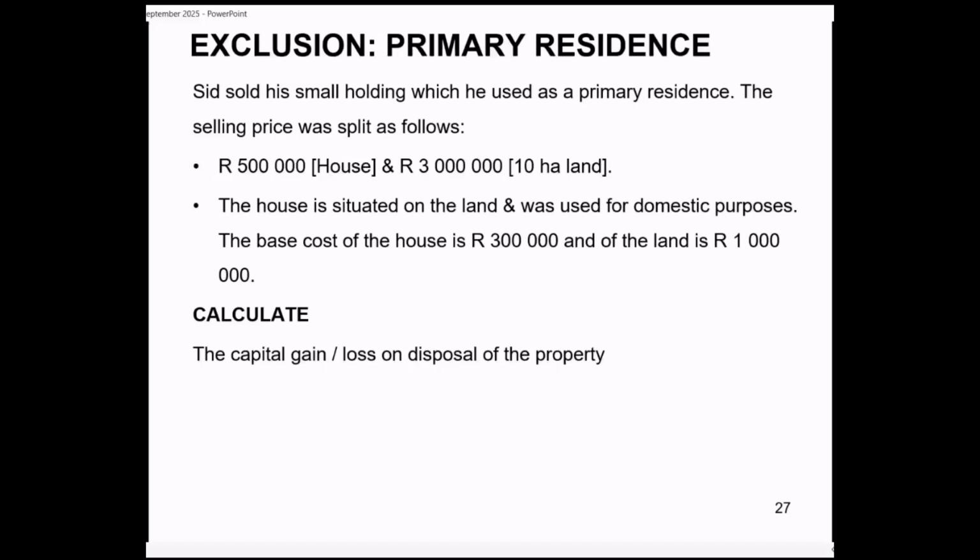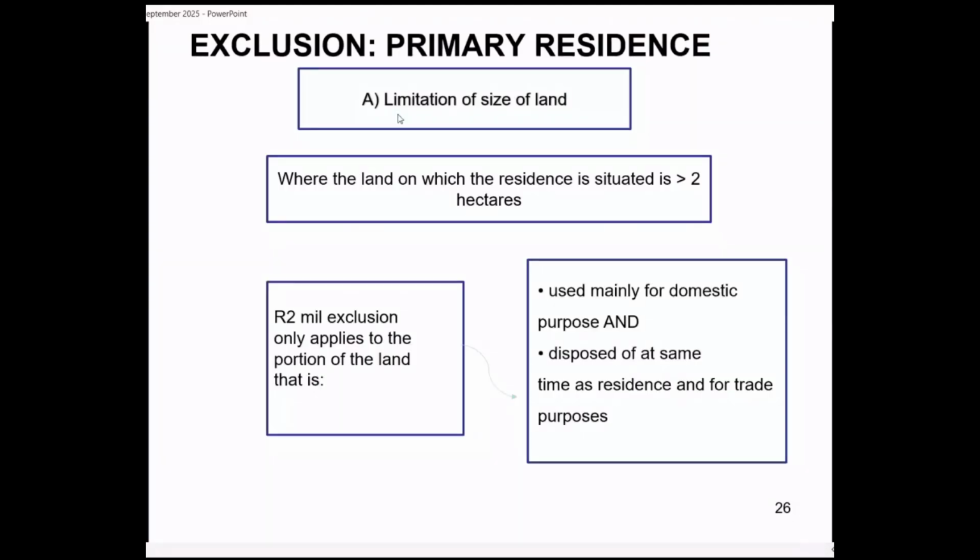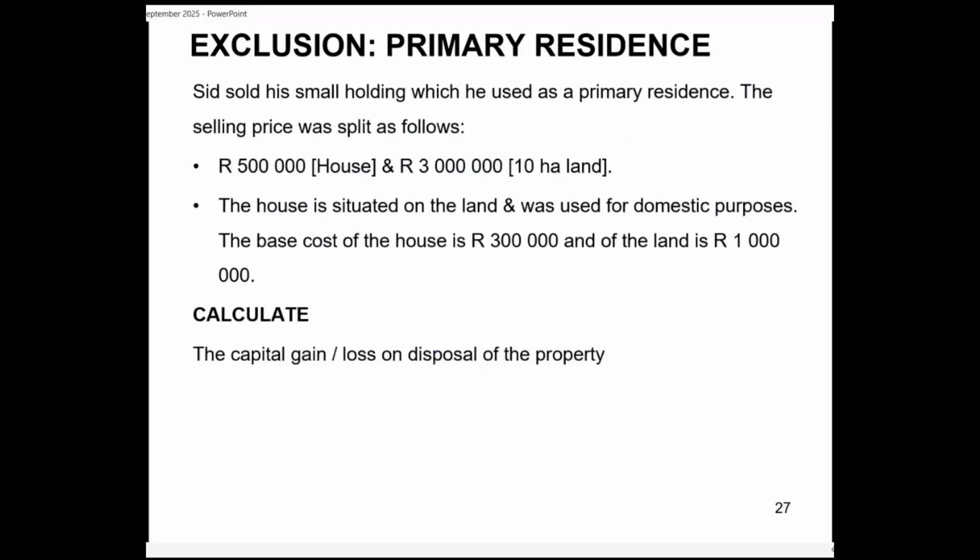So how do we have the base cost, we have the selling price. How do we calculate the exclusion? The 2 million, how do we apportion the 2 million to the land and the house? Remember, where the land on which the residence is situated is greater than 2 hectares, there is a limitation on the size of the land. So let's go to the suggested solution.